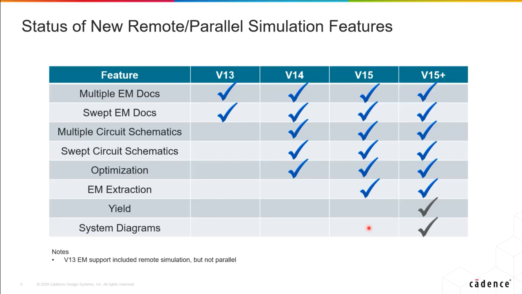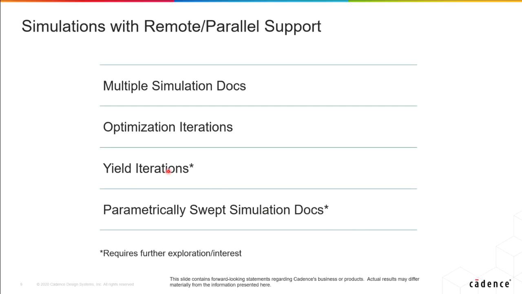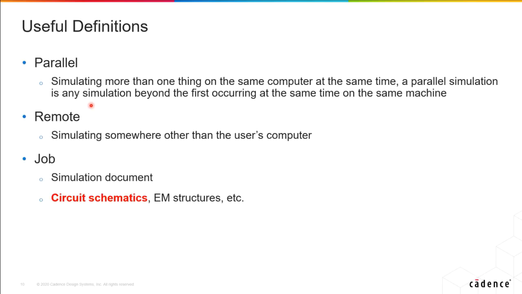and I'll show this on the next slide too, we might start to look at yield iterations and parametrically swept simulation docs. But really for today and what we have in the software right now, we're talking about multiple simulation docs and optimization iterations. And so those terms like simulation docs I'll explain in just a moment here. But before I get into that, I want to cover a few other useful definitions.